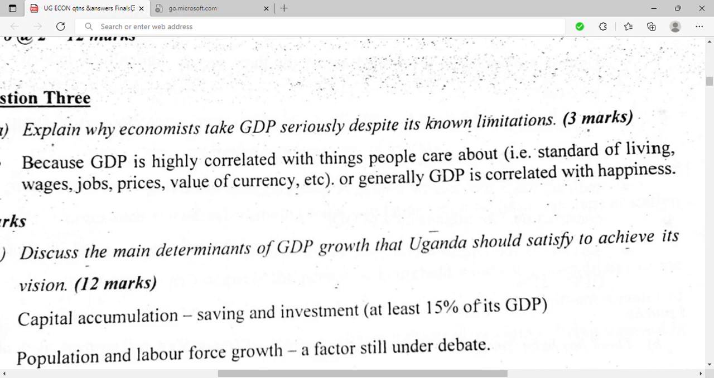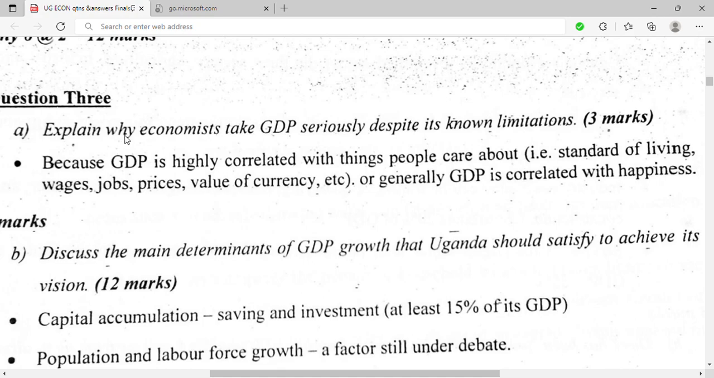Then we look at another question. Another question says, economists explain why economists take GDP seriously despite its known limitations. Why is it that economists care about the GDP, yet it has limitations? GDP is gross domestic product. The reason is economists care about GDP because GDP is highly correlated with the things we care about as human beings, for example, the standard of living, the wages, the jobs, the prices, the value of the currency, or our general happiness. Once you have a job, you'll be happy. Once the standard of living is high, you're happy. So economists care about GDP because it's correlated with the things that we care about.